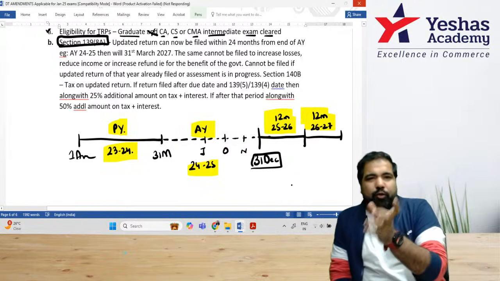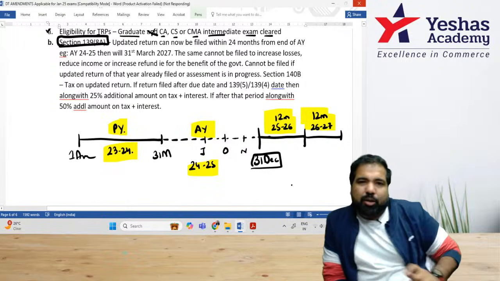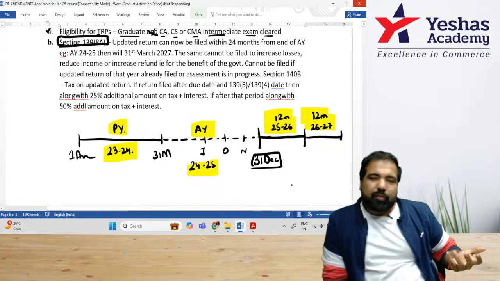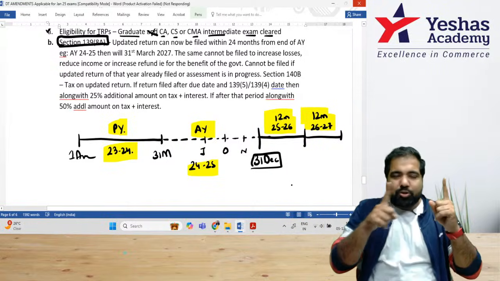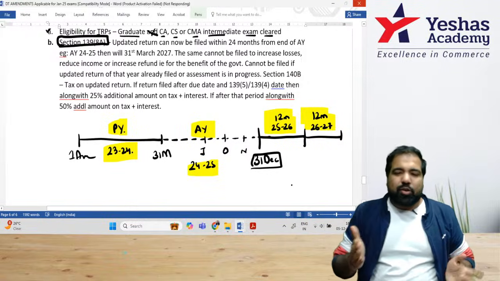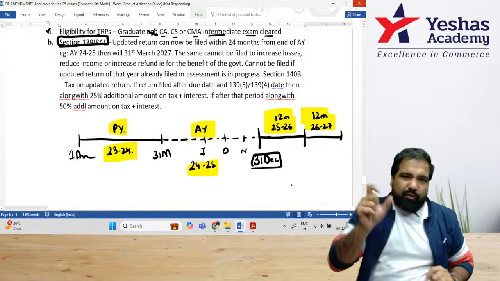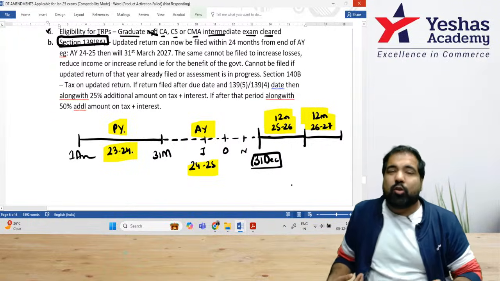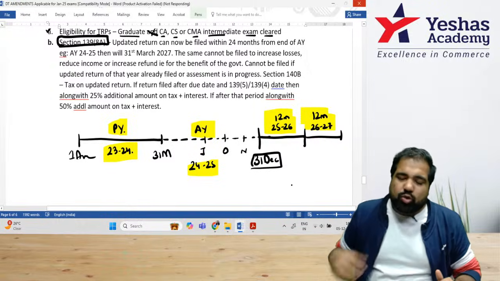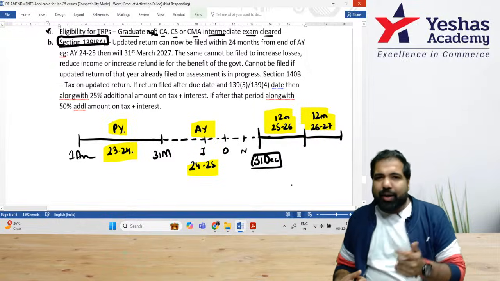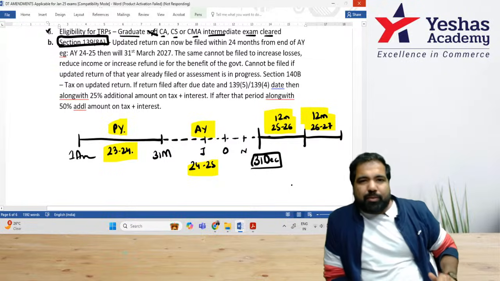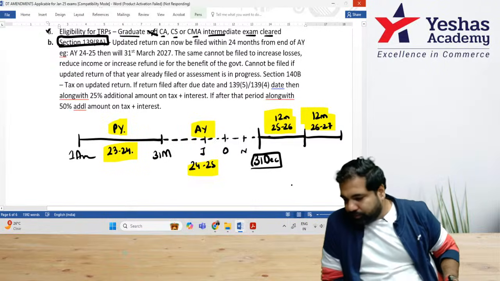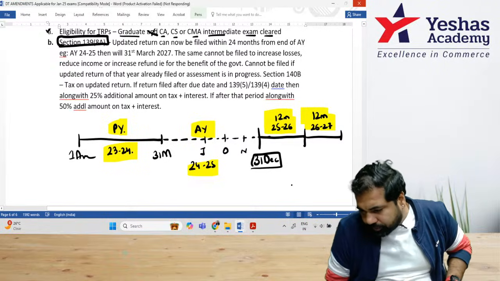And last thing, if you update your return in the first 12 months that is applicable, you'll have to pay the excess tax with 25% extra. We all know 25% extra, like a Colgate toothpaste tube, 25% extra. Same way here also, in the first 12 months, if you update it, you have to pay 25% extra. And the next 12 months, that is from 12 months to 24 months, if you update it, you have to pay 50% extra tax. So if my tax on the new income is 1 lakh, I'll have to pay 1 lakh 25 in the first 12 months. And if I do it in the next 12 months, I'll have to pay 1 lakh 50,000 as tax.